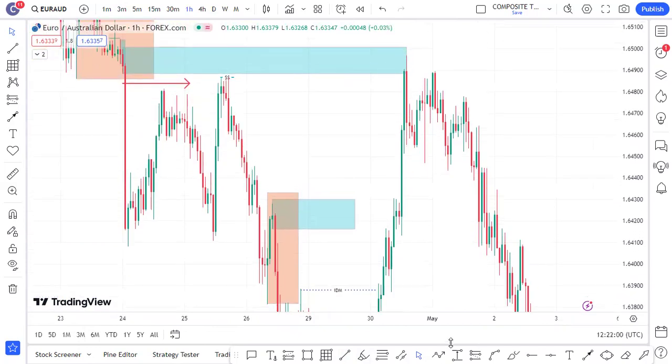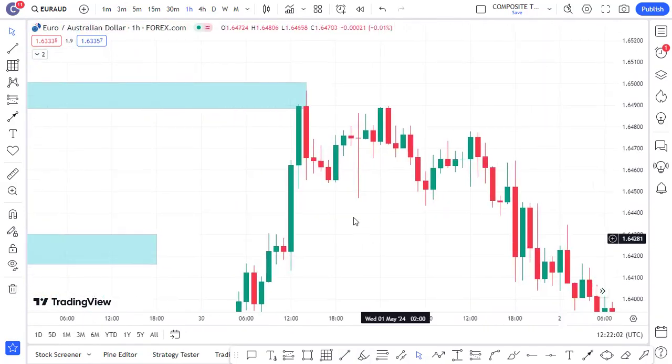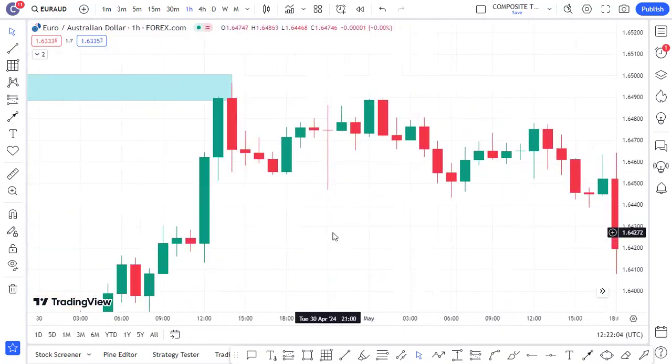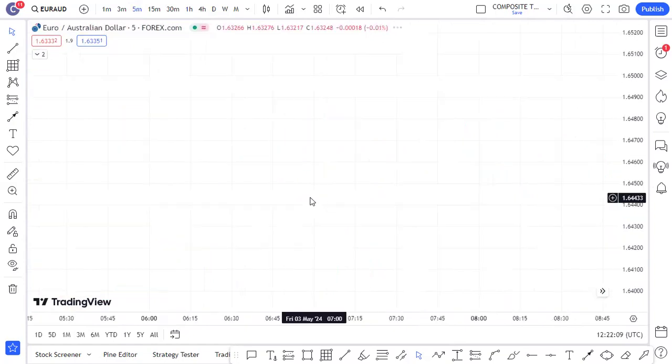Remember, we have to wait for the choke, change of character, and also what we call the inducement. So I'm going to drop to the 5 minute time frame and explain the entry models that are happening in this particular area.